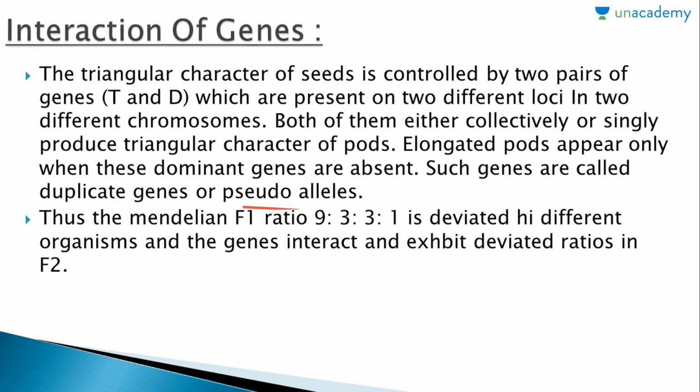Thus the Mendelian F2 ratio, that is 9:3:3:1, is deviated in different organisms in different conditions, and the genes interact and exhibit deviated ratios in the F2 generation in many cases.